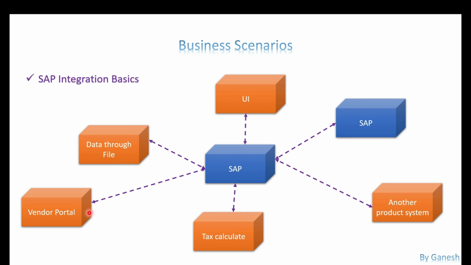So the vendor has a website, they will enter all the information, they click the save or submit button, then the communication is going to happen with SAP and validations. These are basic things, and then the process happens, creates a purchase order and sends the purchase order number back to the vendor portal as well.